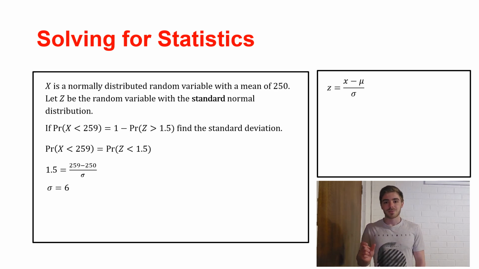That's pretty much all there is to these kinds of questions. Whenever you have a standard normal question, the vast majority of the time, you're going to be using that conversion formula. And all you're going to do is plug in all of the known elements in that equation, and then solve for the one that's unknown.